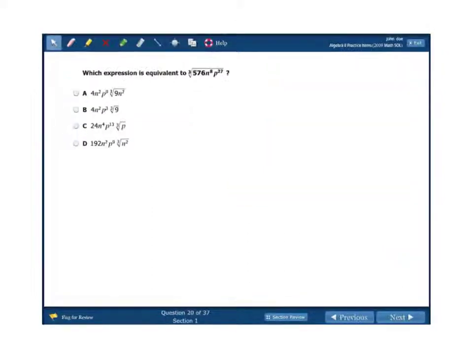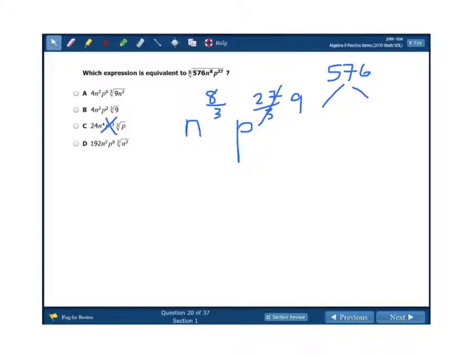Next one. Simplifying a cube root. So 576. We need to know how we can simplify the numerical part of this. Let's look at how we can simplify the variables first, though, since that might help us eliminate answers. We got 8 thirds for the exponent on n and 27 thirds for the exponent on p. So this one's easy. That goes to a 9. So we have to have a p to the 9th outside the radical.